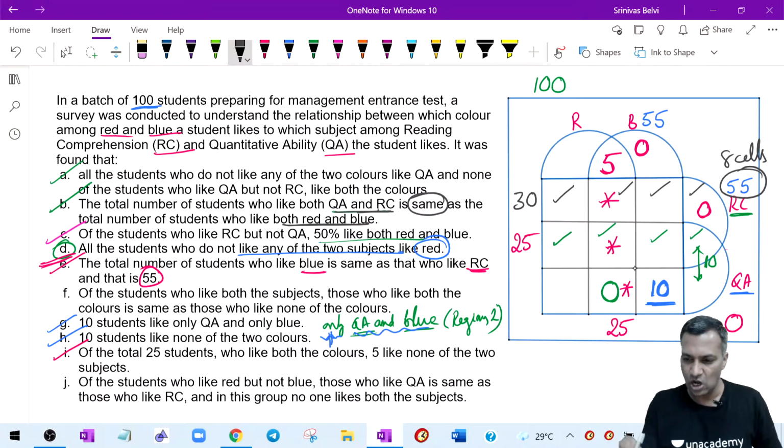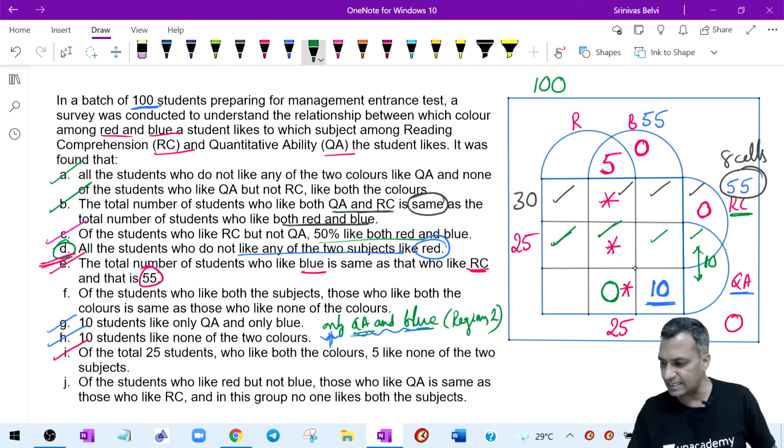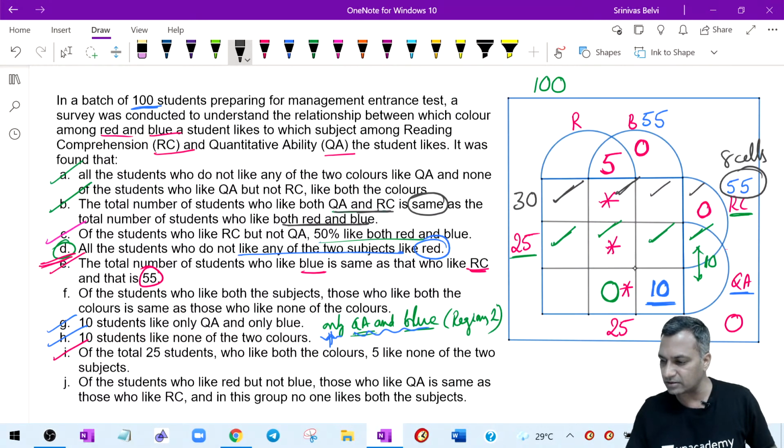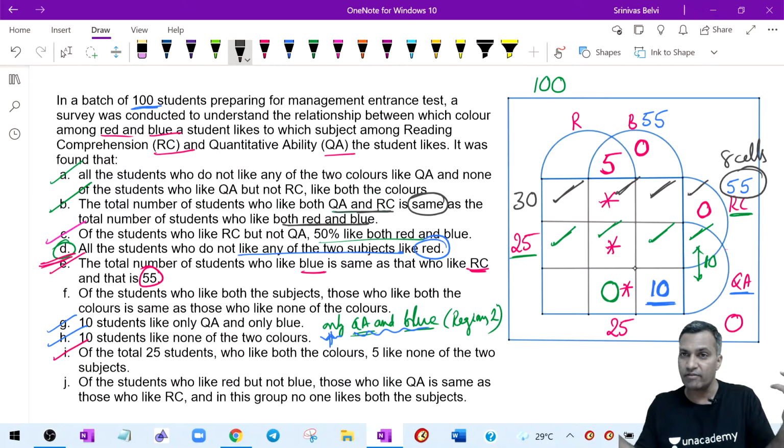Out of these 8 cells, the author has said that these 4 green ticks is 25. That is already known to us. Then the point is, what about the 4 black ticks? Because there are another 4 cells here. What should be the value of these 4 black ticks? It should be 30.